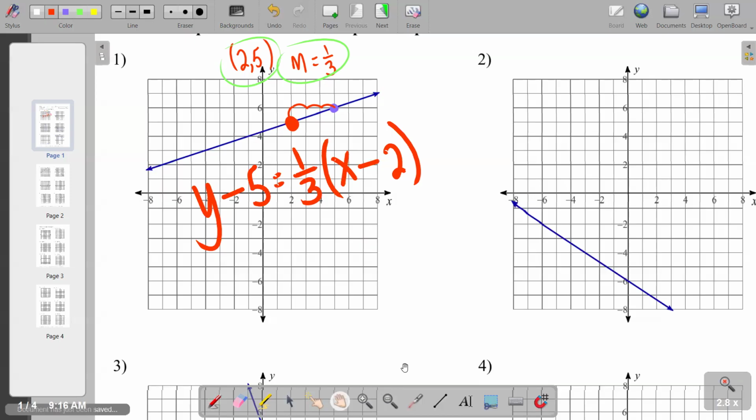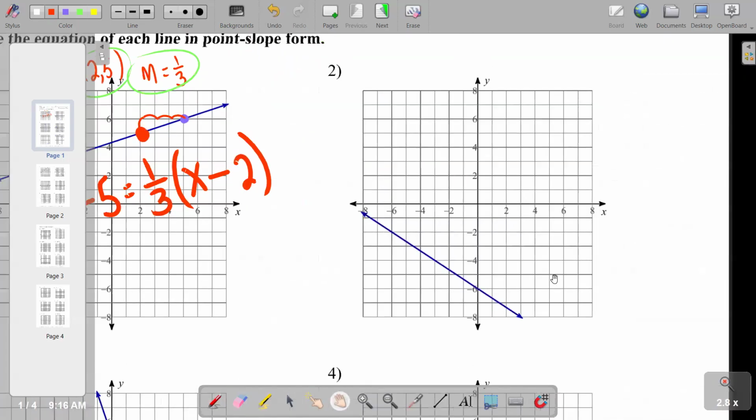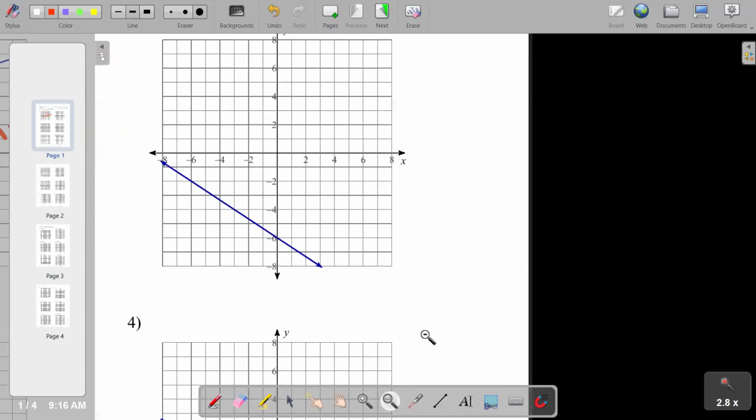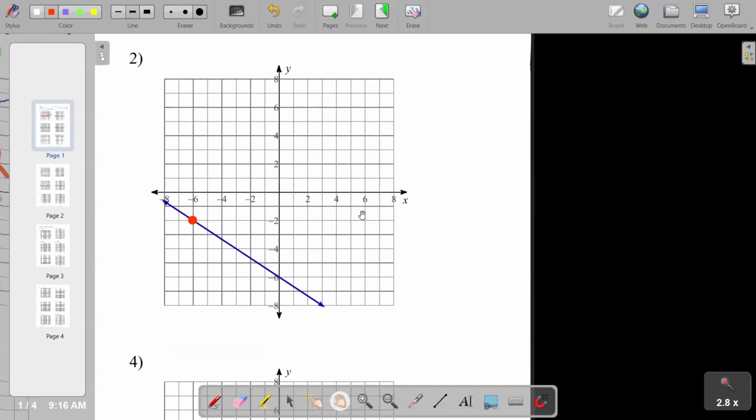So in problem 2, I asked you to use the point -6, -2. It's right here. So I'm going to write that down up at the top of the problem. You should as well somewhere. So the point's name is -6, -2.